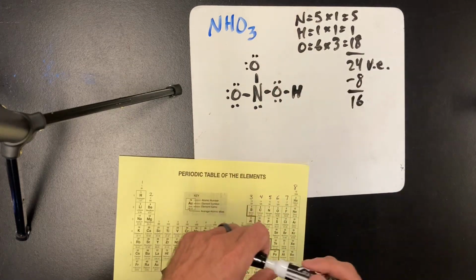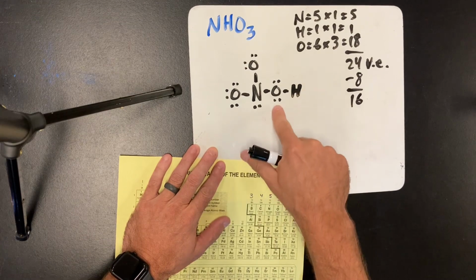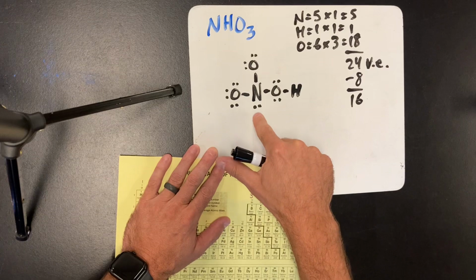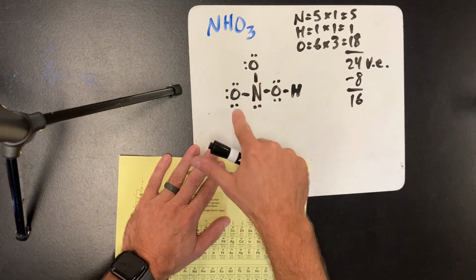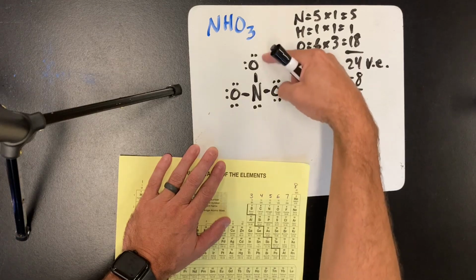So notice that hydrogen's happy. It's got its full outer shell of 2. This oxygen's happy. It's got 2, 4, 6, 8. This nitrogen's happy. It's got 2, 4, 6, 8. This oxygen's happy. It's got 2, 4, 6, 8. This oxygen is missing a lone pair, okay?